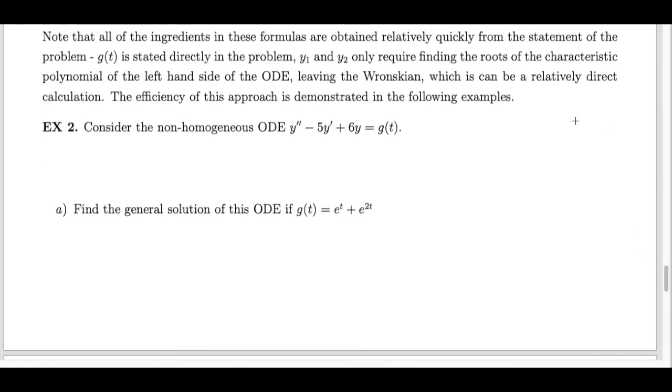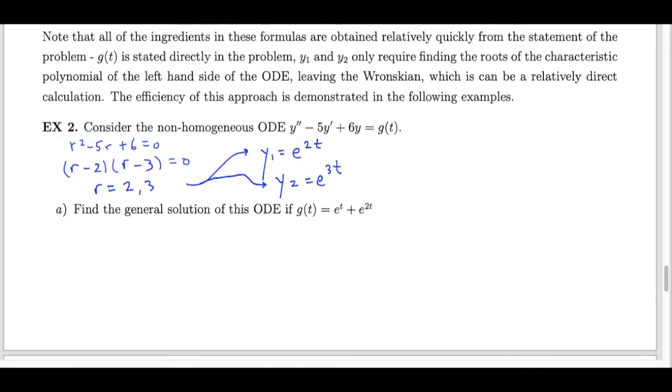In example 2, we're going to consider this non-homogeneous ODE. At first, I haven't specified a right-hand side function g of t. That's okay, because my initial step always centers around what's happening on the left side of the differential equation.